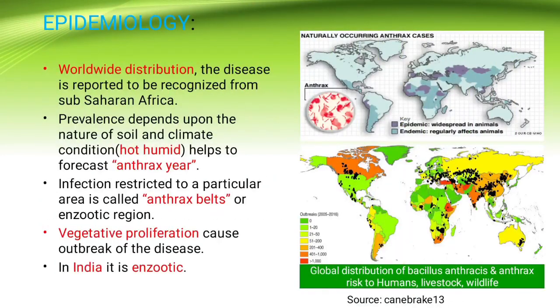Now coming to epidemiology, the disease is distributed worldwide. The disease is reported to be recognized from sub-Saharan Africa. Prevalence depends upon the nature of the soil and climate conditions, that is hot and humid, which helps to forecast an anthrax year. Infection restricted to a particular area is called the anthrax belt or enzootic region. Vegetative proliferation causes outbreak of the disease. In India, the disease is enzootic.